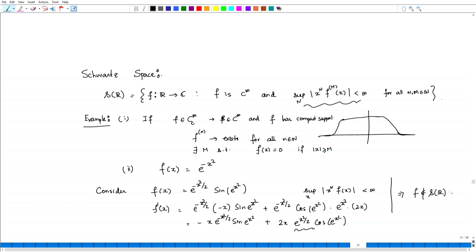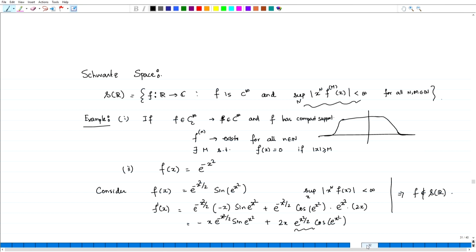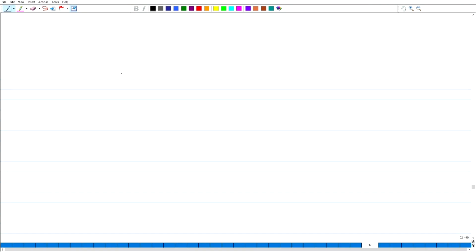So, rapid decay at the function level alone is not going to guarantee that f is in the Schwartz space. What we need to consider is that not only f, but also all its derivatives have rapid decay at infinity. Now that we have this, for the next few lectures we will be doing Fourier analysis on this Schwartz space, and we will see how well suited this Schwartz space is for Fourier analysis.